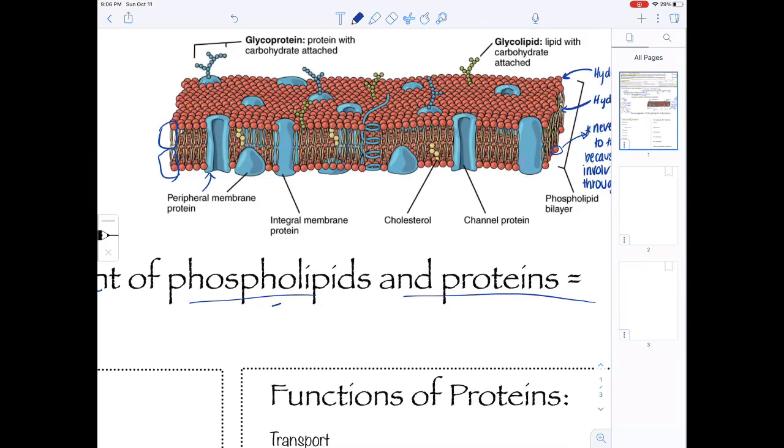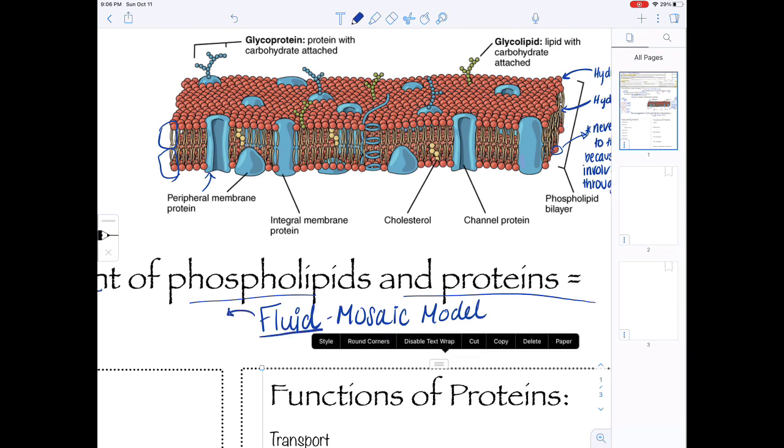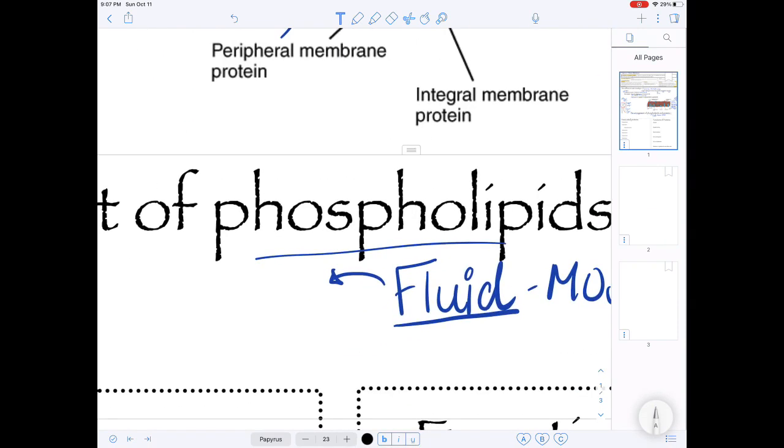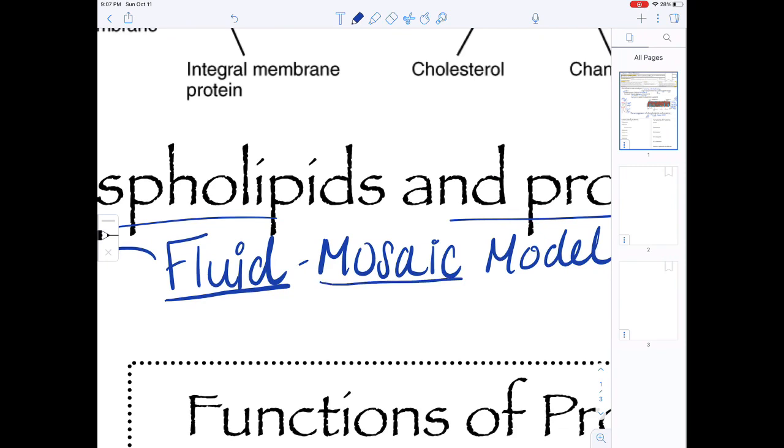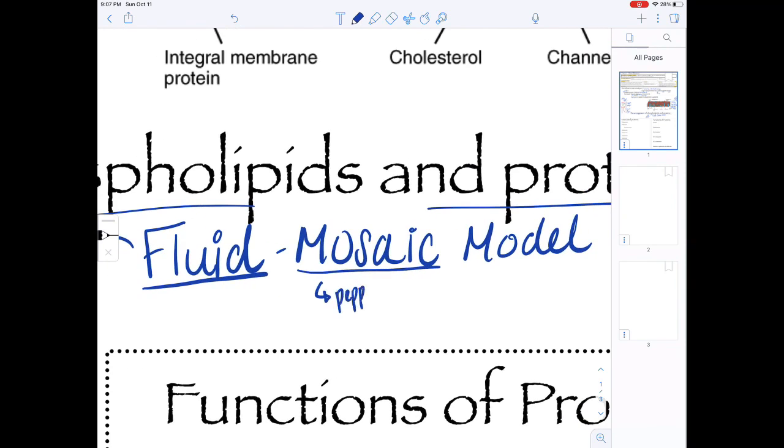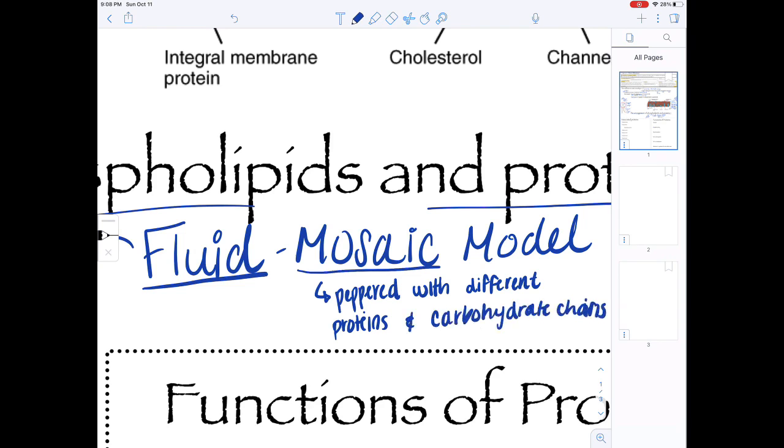So the arrangement of our phospholipids and proteins give our model the name fluid mosaic model. The fluid in this name comes from the fact that both of our bilayers are flexible. So each layer of our phospholipids is flexible. That's why we say that it is fluid. The mosaic comes in because we have our membrane peppered with different proteins and carbohydrate chains embedded throughout it. So that's why I would say mosaic.